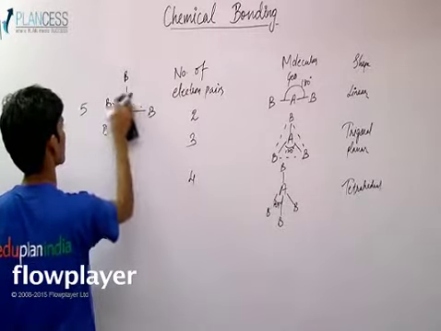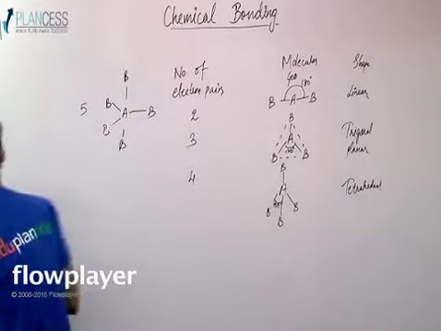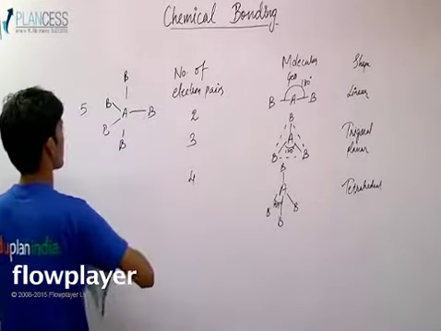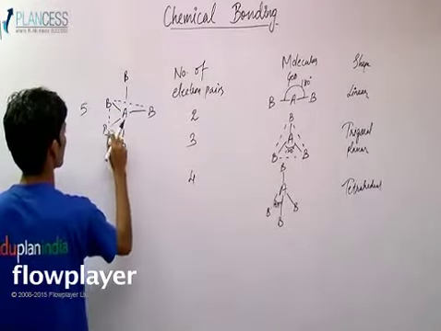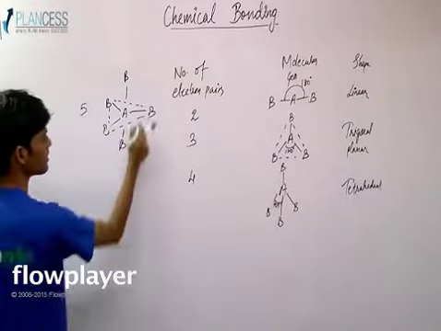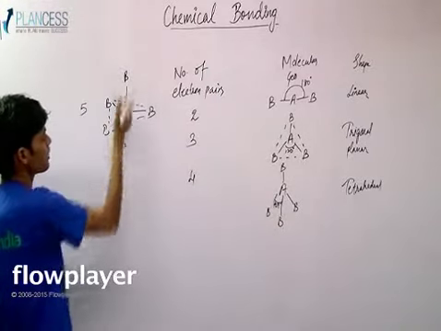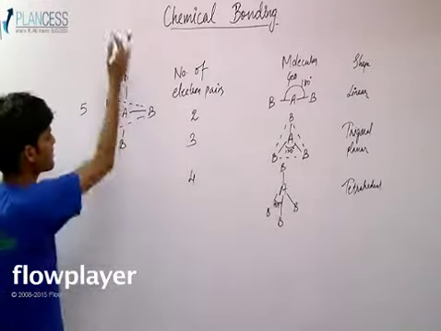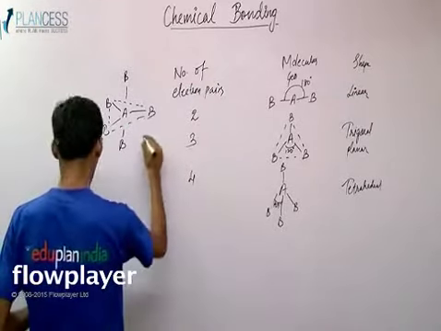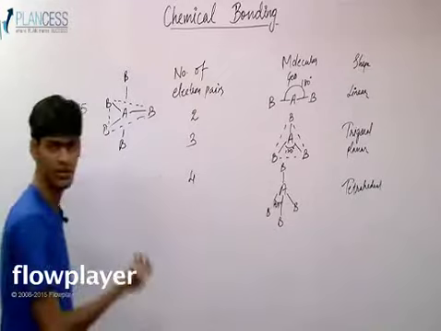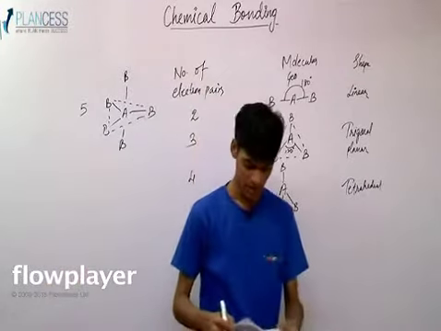Let us draw with different colors so it will be quite visible to you how we are drawing it. These three are in the same plane and this plane is known as the equatorial plane, and these two elements are said to be in the axial plane. This geometry is known as trigonal bipyramidal. This shape is said to be trigonal bipyramidal.